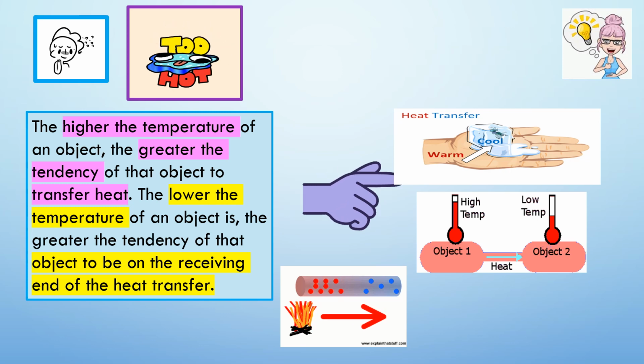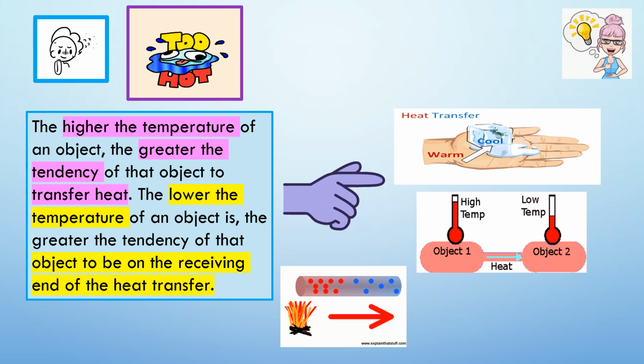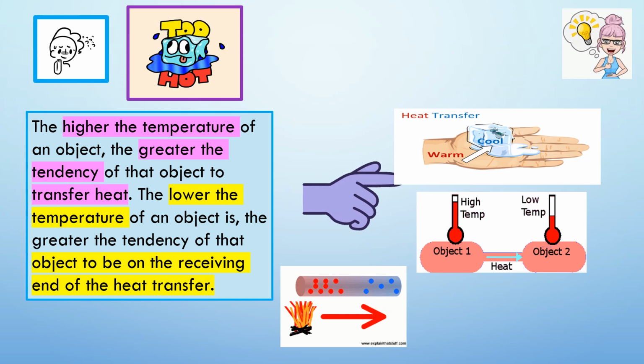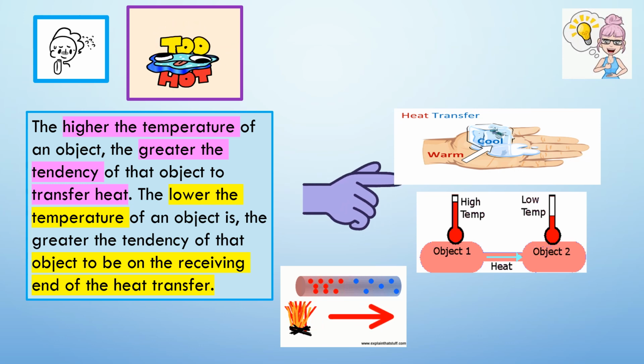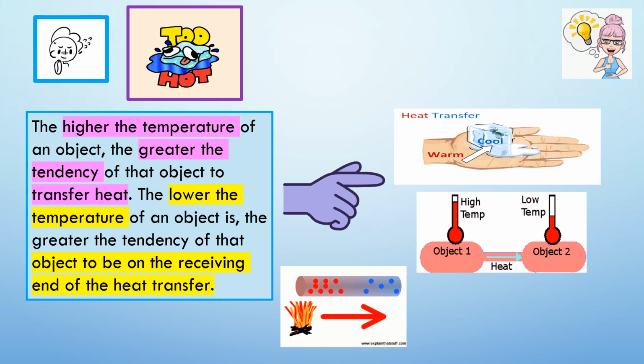Kasi ang movement ng heat is from high temperature to low temperature. Like for this one, for example, okay, you have your hand and then you have the ice cube. Okay, we all know already that yung hand natin mainit. Tapos yung ice cube malamig.